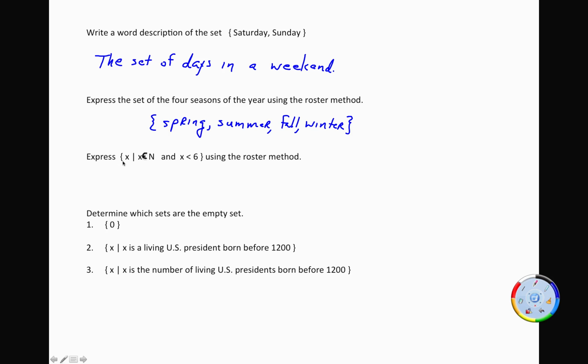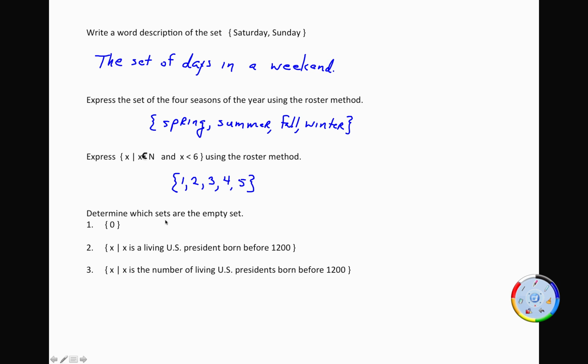Okay, express the set of all x such that x is an element of the natural numbers and x is less than 6 using the roster method again. The roster method is simply a list. Now I've got to know that the natural numbers are 1, 2, 3, 4, ... So if I want those that are less than 6, now notice it doesn't say less than or equal, so I'm not going to include 6. So 1, 2, 3, 4, 5. If it said less than or equal, I would have added 6 to my list.